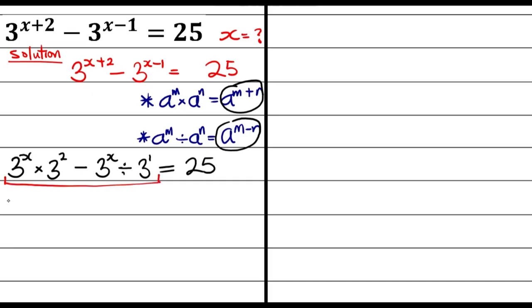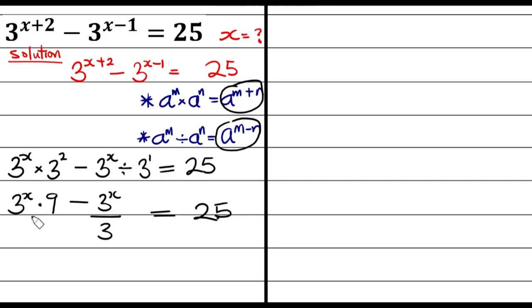So what we're going to do next, this left hand side can be written as 3 raised to the power of x, multiplied by 9, minus 3 raised to the power of x divided by 3, and all this equals 25. As we can see, we have something in common here, which is 3 raised to the power of x, and it is also present here. So why don't we factorize out the common term?